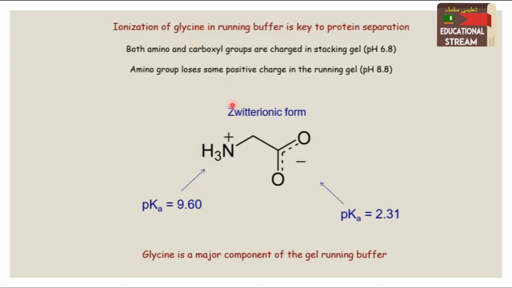Ionization means there is a gain or loss of electron, or a loss or gain of proton, which can cause a change in the charge of that molecule. So here you can see this is an amino group and this is the carboxyl group. Here it is C, this is COO. Both amino and carboxyl groups are charged in the stacking gel.